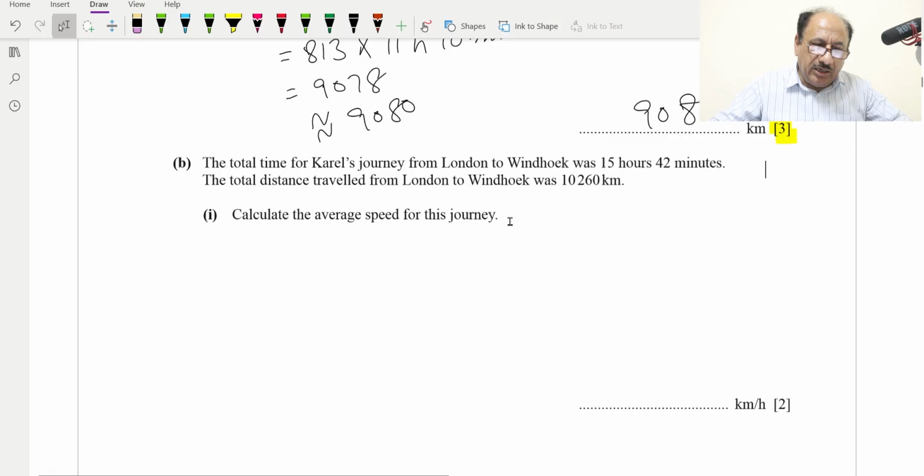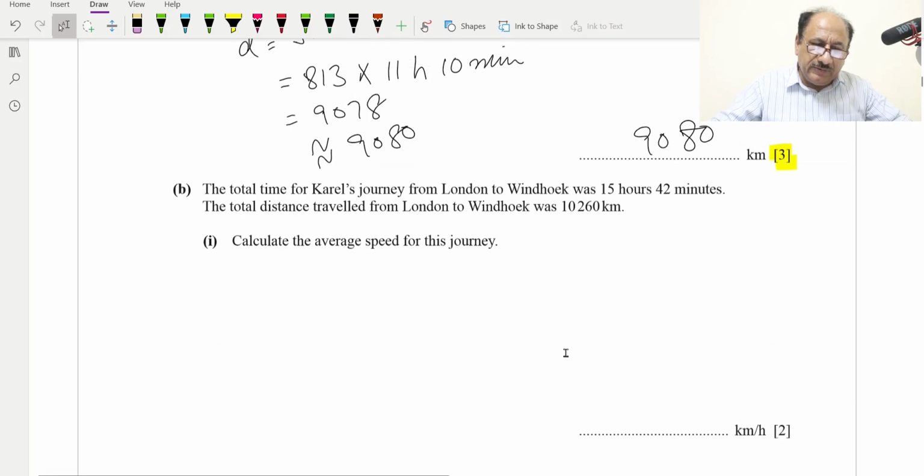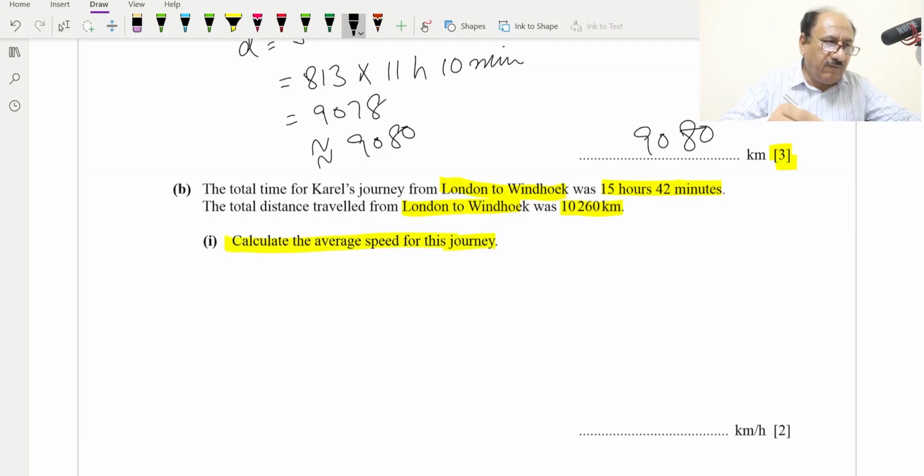Now the total time for Carol's journey from London to this location was 15 hours and 42 minutes. The total distance traveled between these two locations was this much. So this is the distance traveled. Calculate the average speed for the journey. So the average speed for the journey is required, which we can find.